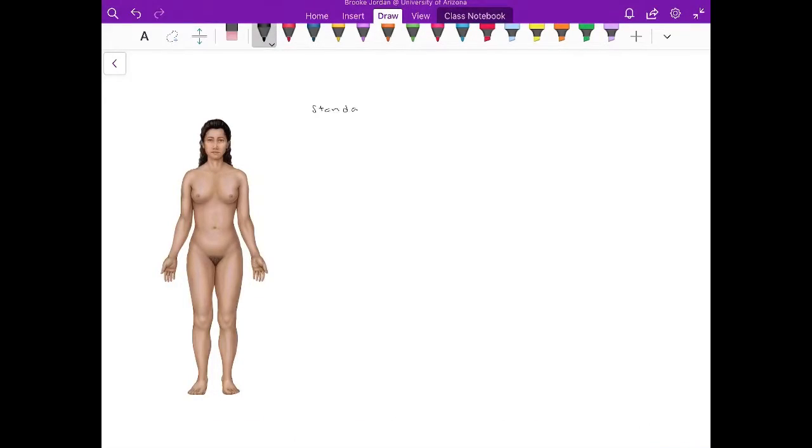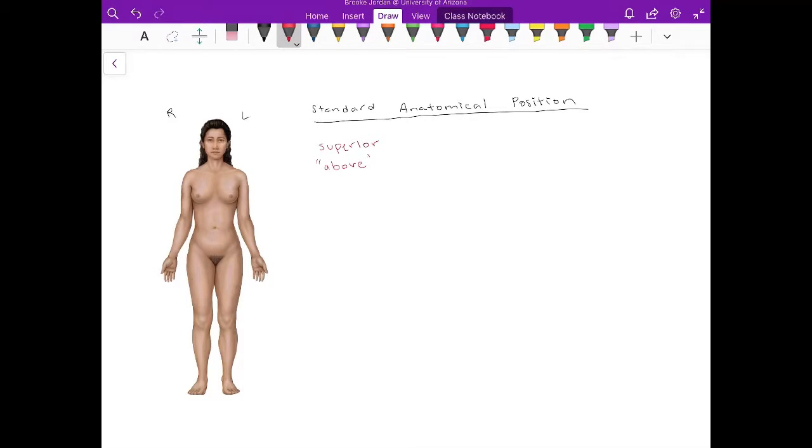Alright guys, for directional terms, we first have to start off in standard anatomical position. Standard anatomical position is that upright, palms out position, and we're going to side this little model real quick so we have the right side and the left side. When I think about directional terms, I like to think of them in opposites.